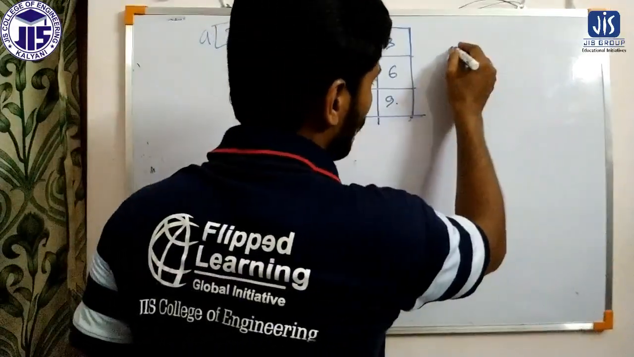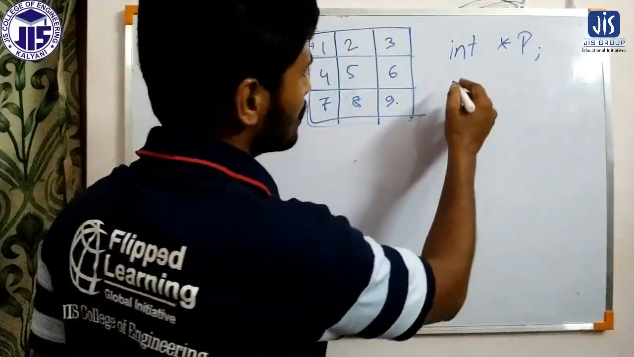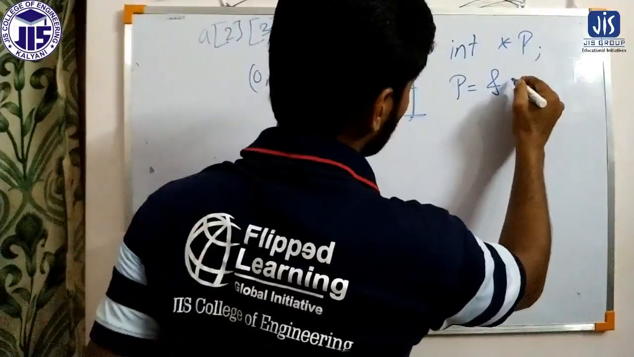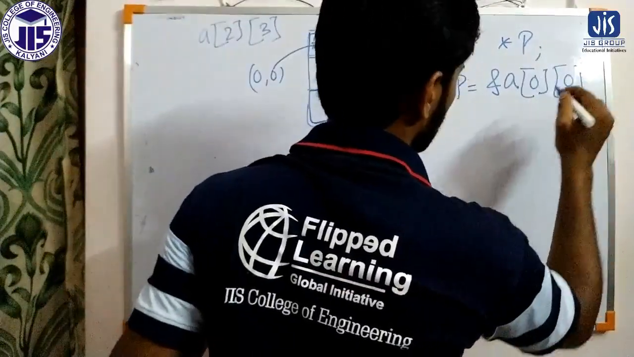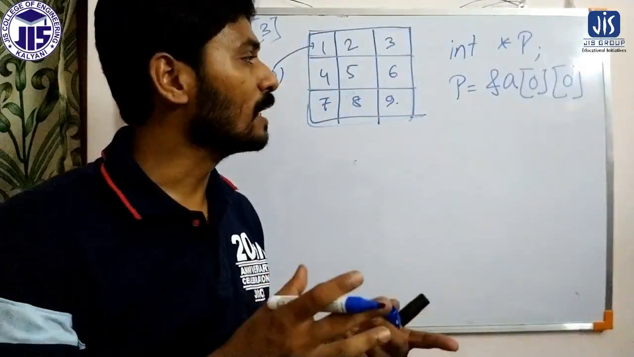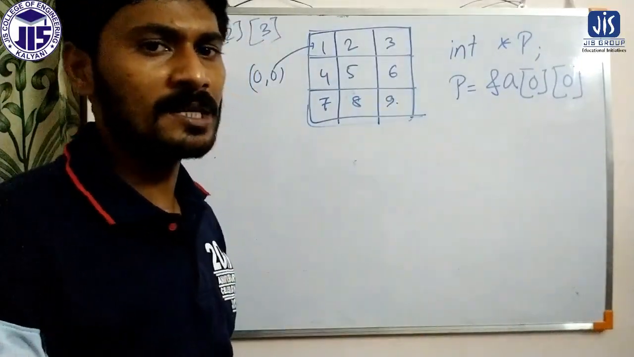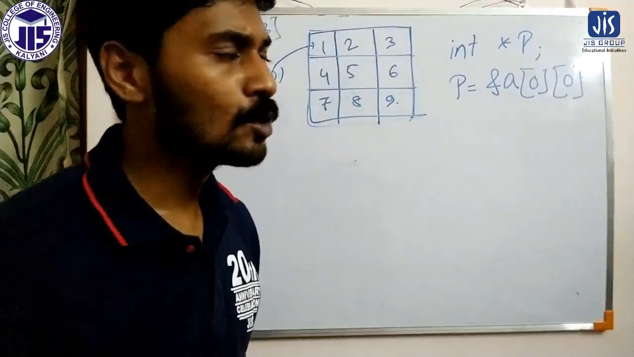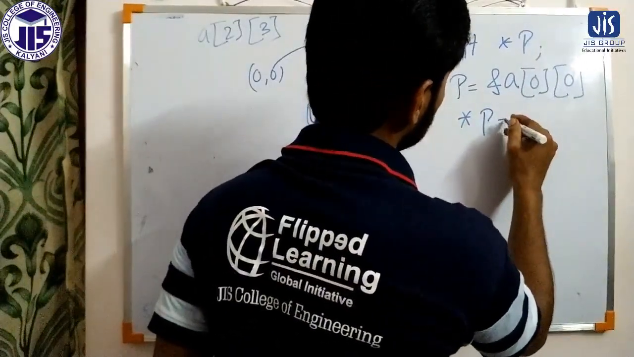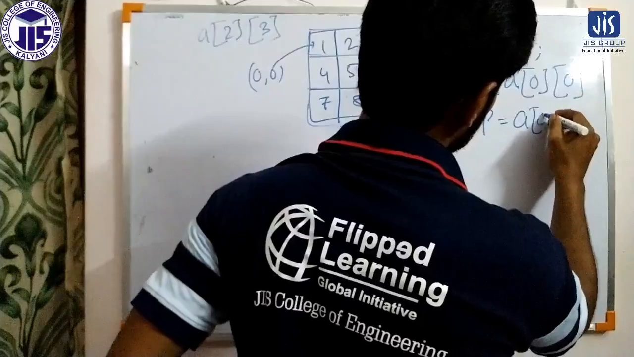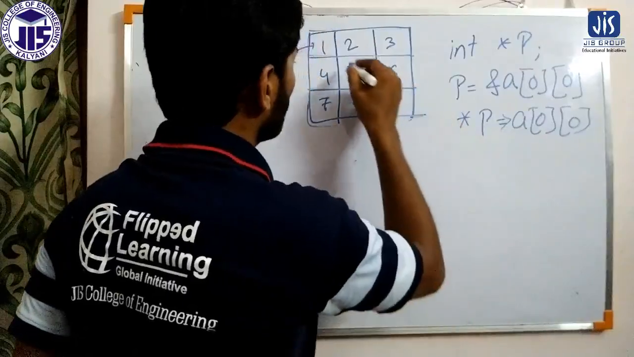So if I consider an integer pointer p, and I assign p equal to the address of the A[0][0] element, here also we similarly assign the address of the base element of the two-dimensional array into the pointer variable p. So pointer p is now indicating the A00 element.